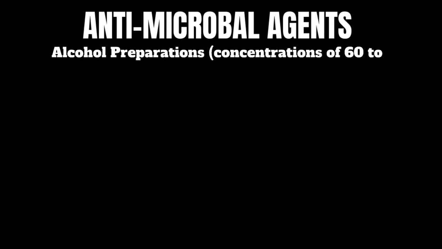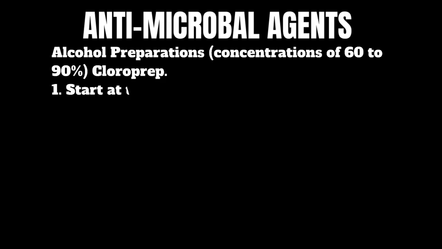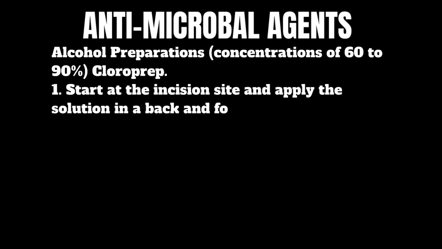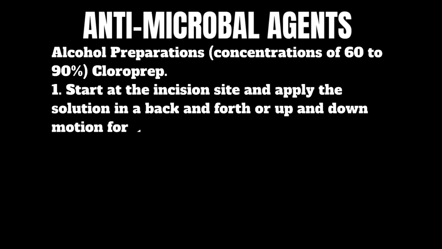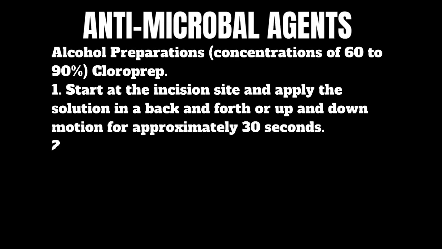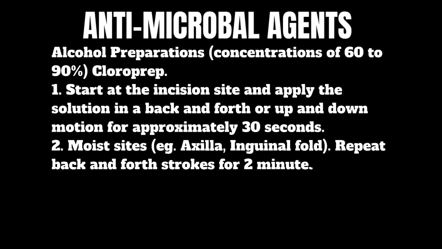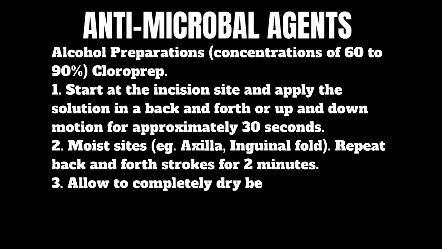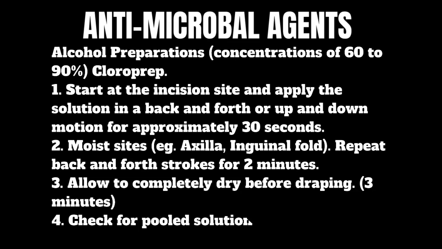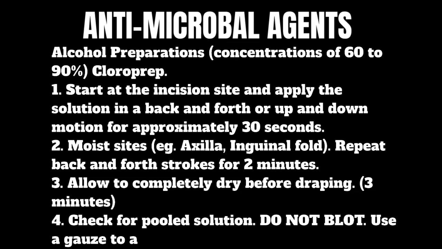Alcohol preparations, concentrations of 60 to 90%: ChloraPrep. 1. Start at the incision site and apply the solution in a back and forth or up and down motion for approximately 30 seconds. 2. Moist sites, for example, axilla, inguinal fold: repeat back and forth strokes for 2 minutes. 3. Allow to completely dry before draping, 3 minutes. 4. Check for pooled solution. Do not blot. Use a gauze to absorb the solution.